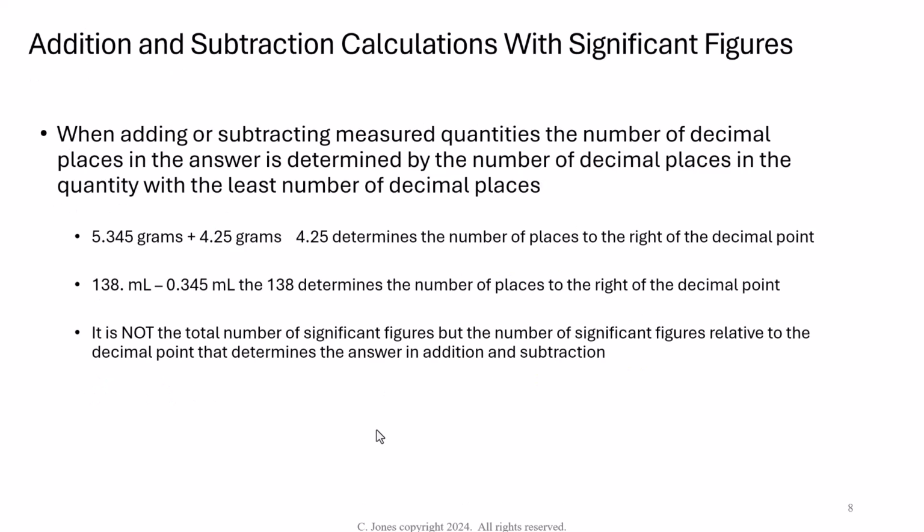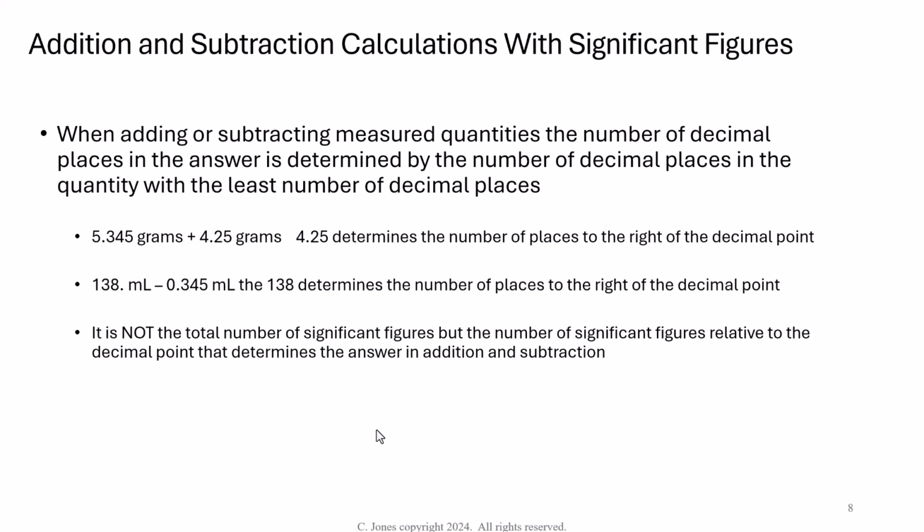Time to look at addition and subtraction. So this is still pretty easy, but you kind of have to shift your mind around from everything we just said. So when you're adding or subtracting measured quantities, the number of decimal places in the answer is determined by the number of decimal places in the quantity with the least number of decimal places. So you have to look at the numbers and see how many places past the decimal each number goes, right? The least number of places past the decimal, that's how many you can have in your answer.